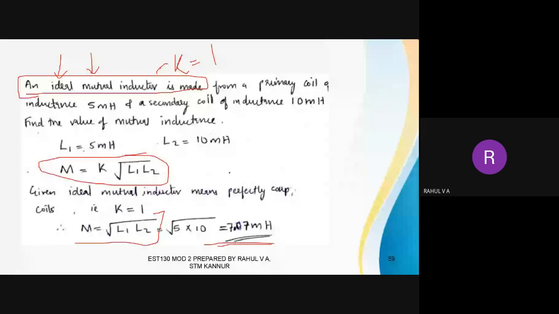Two coupled coils of self-inductance 0.8 Henry and 0.35 Henry have a coefficient of coupling 0.9. Find the mutual inductance between the two coils.